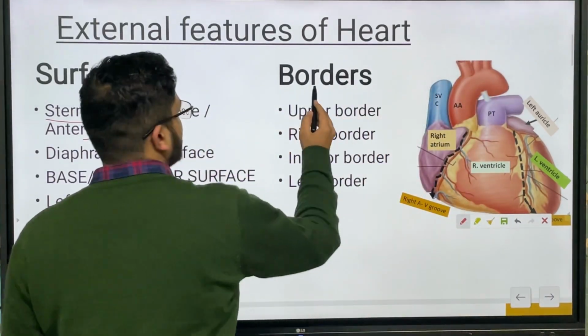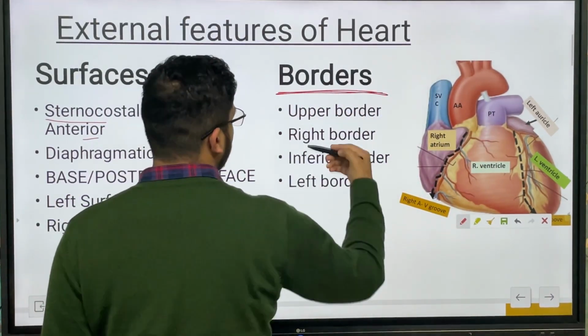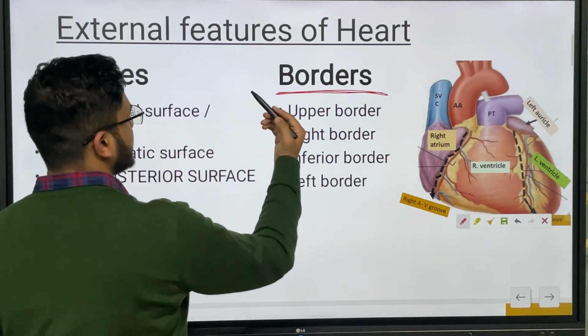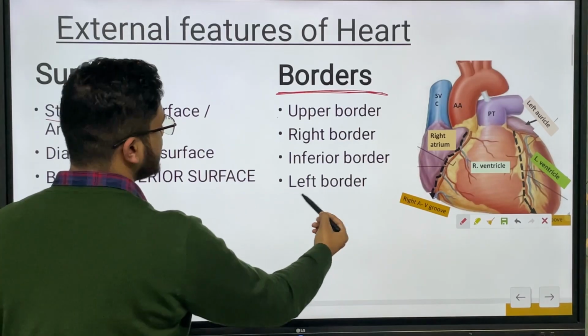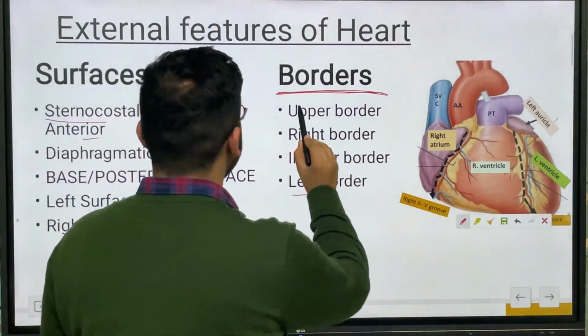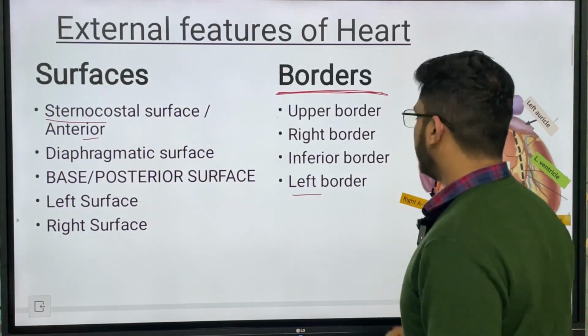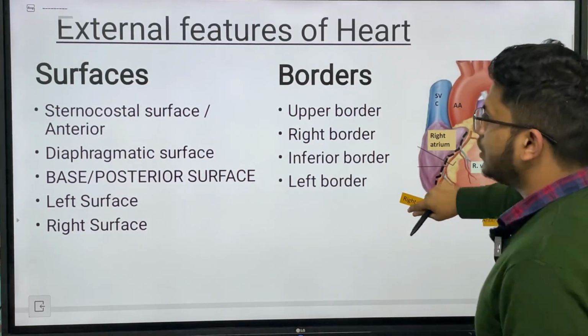Okay. So there are four borders of the heart. First one is the upper border, next is the right border, next is the inferior border, and last one is the left border. We will see each surface and border in detail. Let's continue.